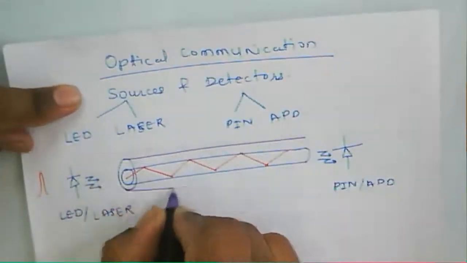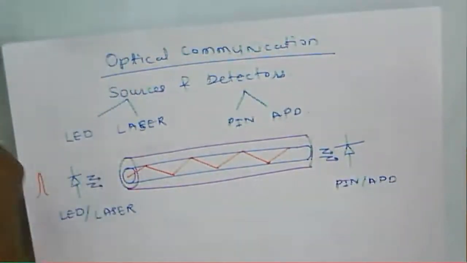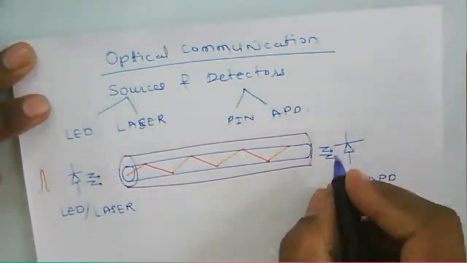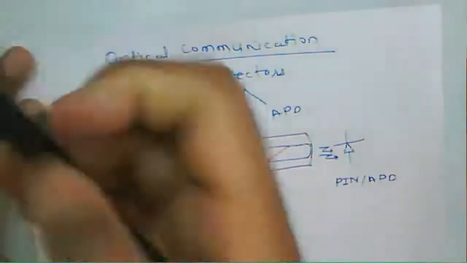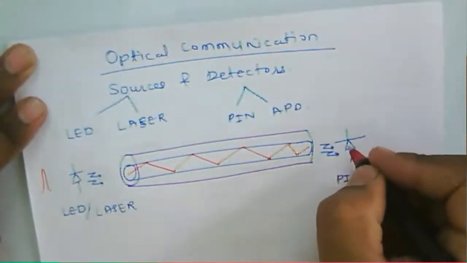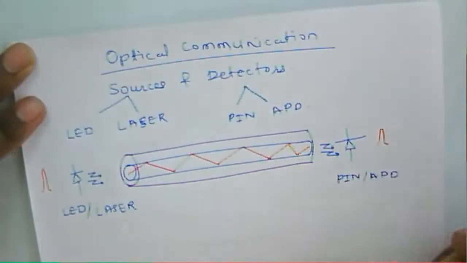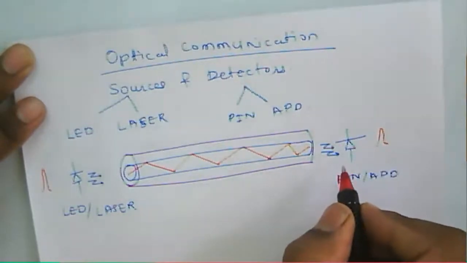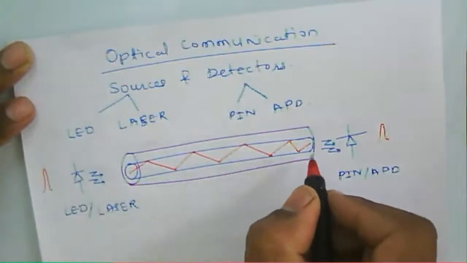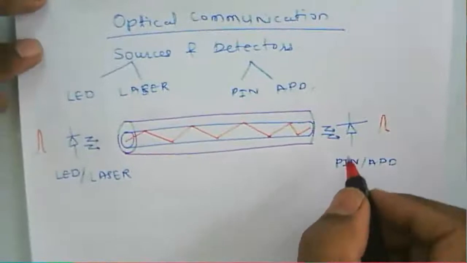They propagate through the core of the fiber here, and this one is the cladding here, and then we have a detector at the end. So whichever light emits from this fiber will be detected by the detector, and then it will generate a current pulse using that light. The conversion of the light rays takes place at the detector itself.